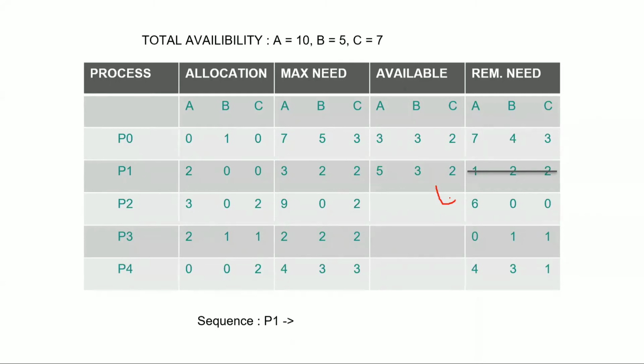Can we fulfill the need of P2? P2 says I want 6 instances of A, but we only have 5 instances of A. So we cannot fulfill the need of P2. So what we do is we will just skip P2 and go to P3. Now, can we fulfill the need of P3? Yes, we have more available than what P3 actually needs. P3 just needs 1 instance of B and 1 instance of C. And we have 3 of B and 2 of C. So we just assign the required resources to process P3, and process P3 will get completely executed.